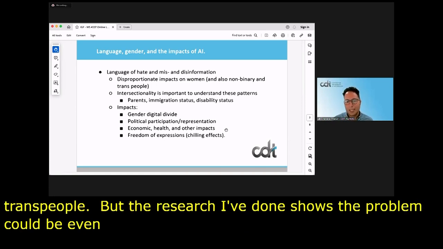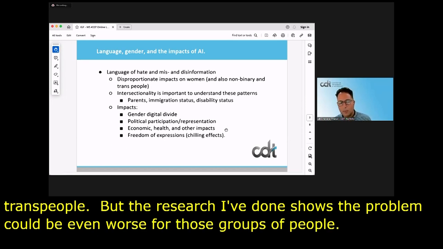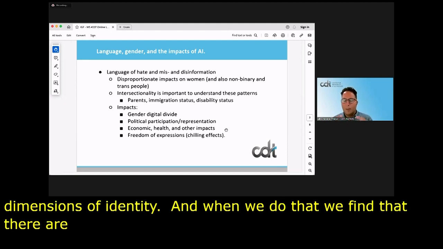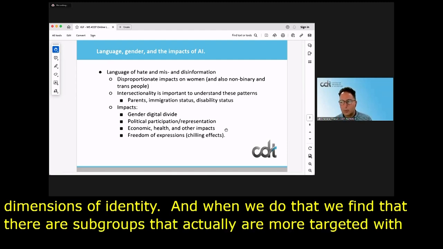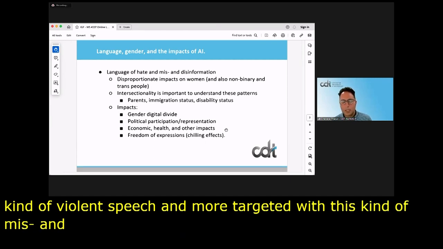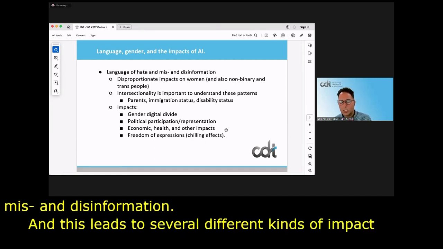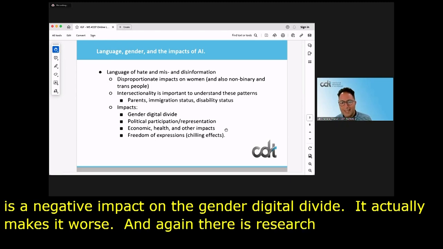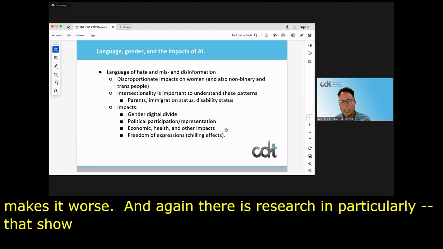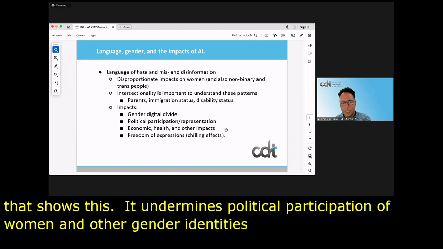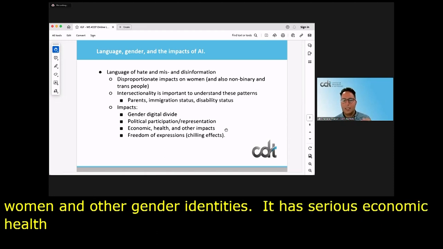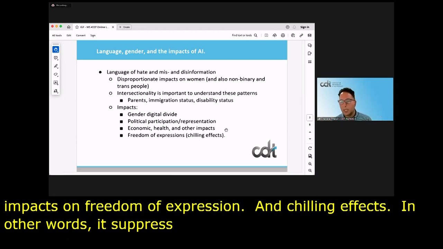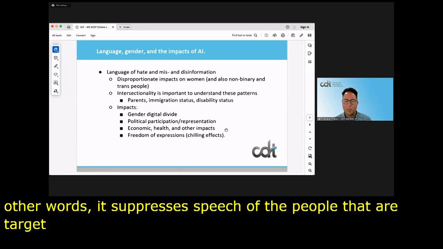One important aspect of this is to take an intersectional approach, to not just look at gender, but other dimensions of identity. And when we do that, we find that there are subgroups that are more targeted with this kind of violent speech and more targeted with this kind of disinformation. And this leads to several different kinds of impacts, one of which is a negative impact on the gender digital divide. It actually makes it worse. And there again, there's research, in particular in the Global South, that shows this. It undermines the political participation of women and other gender identities. It has serious economic impacts, health impacts, mental health impacts, and it has significant impacts on freedom of expression and chilling effects. In other words, it suppresses the speech of the people that are targeted, very often women in public life.